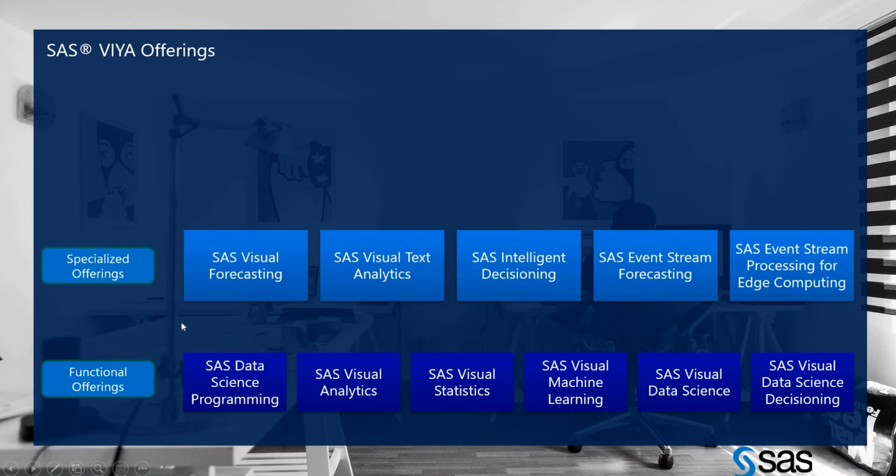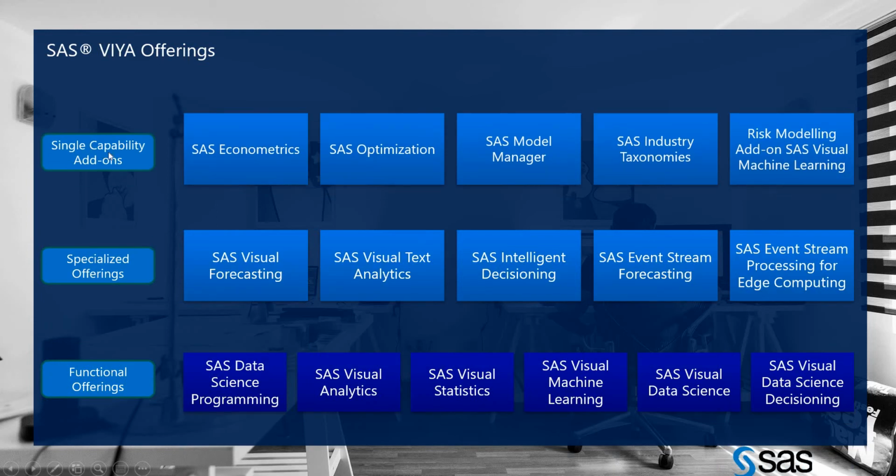Okay, next is the specialized offering. What are they offering us? SAS Visual Forecasting, that is a specialized feature, SAS Visual Text Analytics, SAS Intelligent Decisioning, SAS Event Stream Forecasting, and SAS Event Stream Processing for edge computing. Okay, this is a specialized offering.